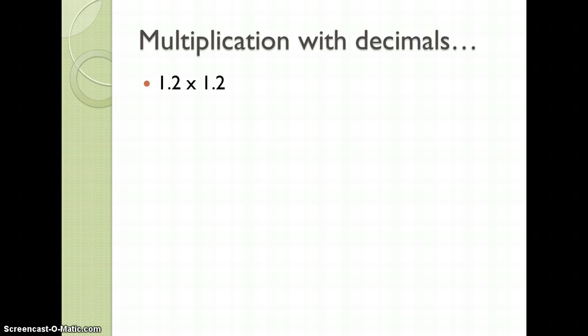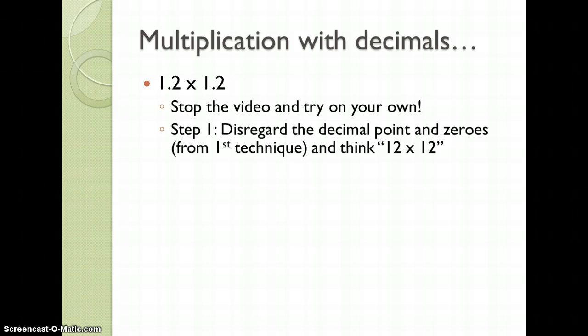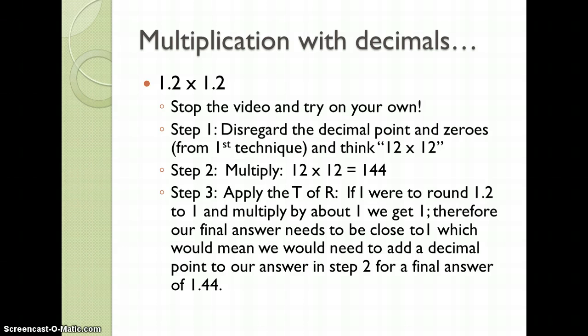1.2 times 1.2. Please stop the video and try on your own. We're going to disregard the decimal point and zeros from our first technique and think 12 times 12, which we know is 144. Apply the test of reasonableness. If I were to round 1.2 to 1 and multiply by about 1, we get 1. Therefore, our final answer needs to be close to 1, which would mean we would need to add a decimal point to our answer in step 2 for a final answer of 1.44.